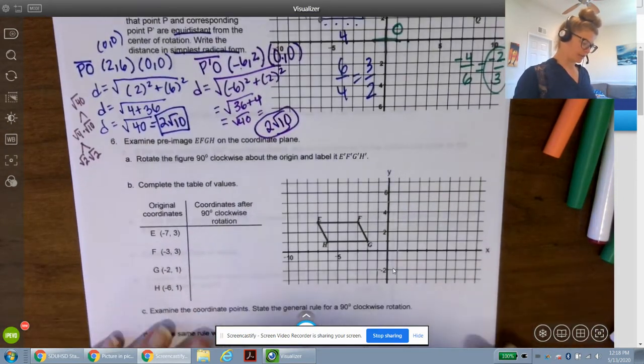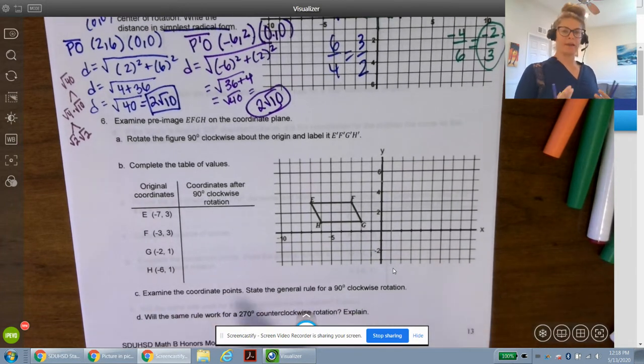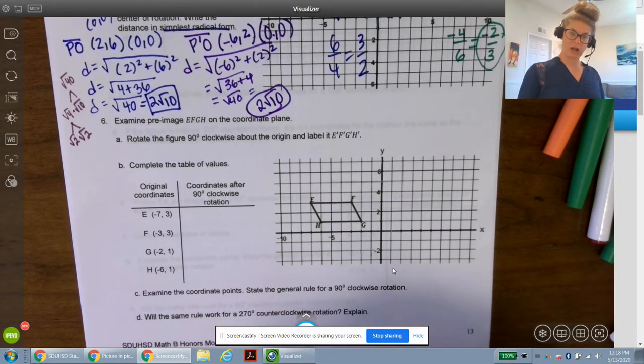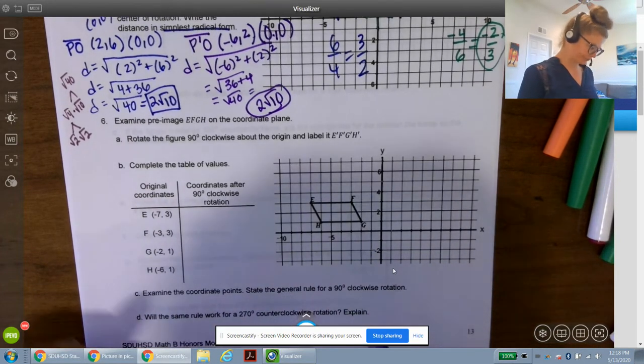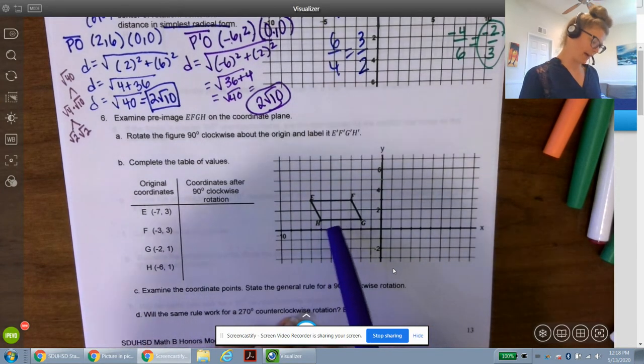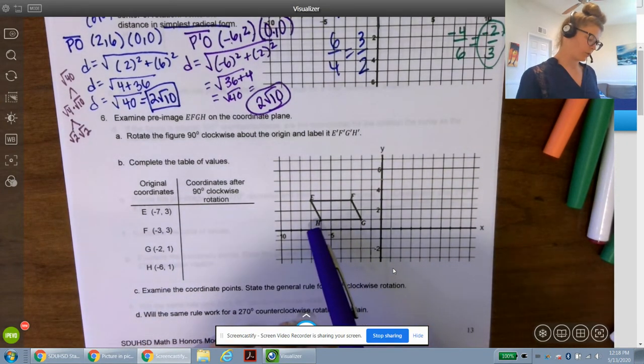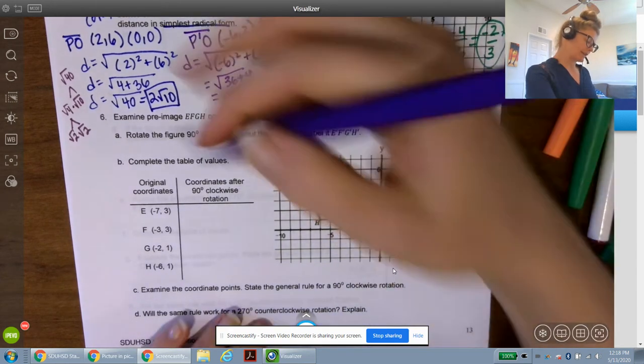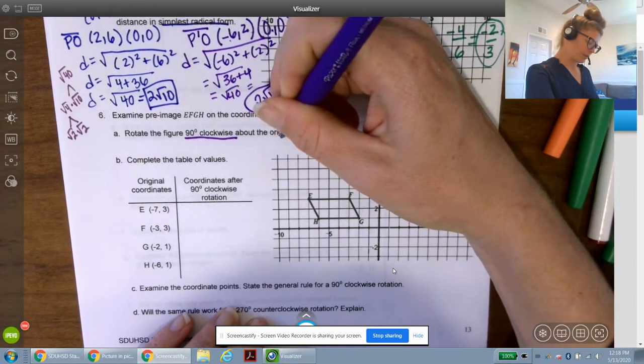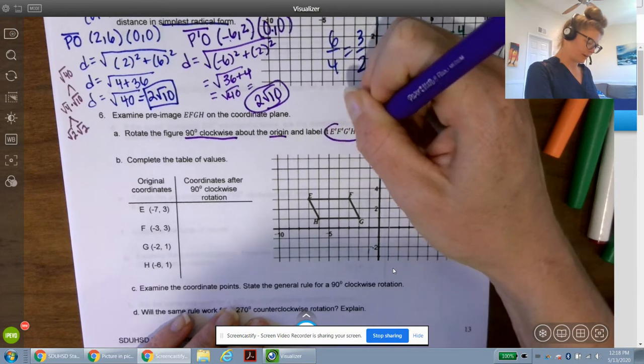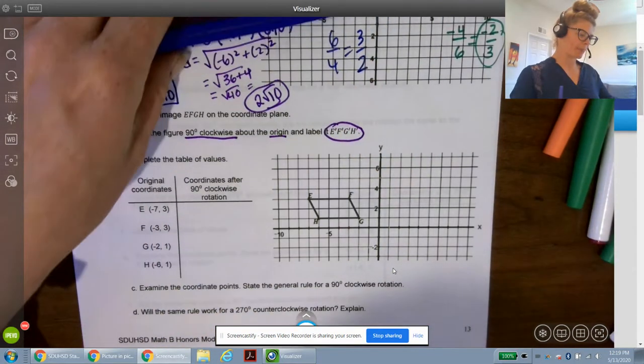So what we're going to do is take a look at number 6, and we're going to be focusing on a 90-degree clockwise rotation. If we take a look at our pre-image, quadrilateral EFGH, we're going to rotate this 90 degrees clockwise about the origin and label it E prime, F prime, G prime, H prime.